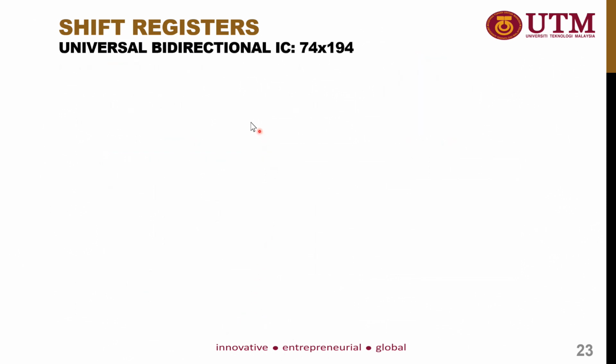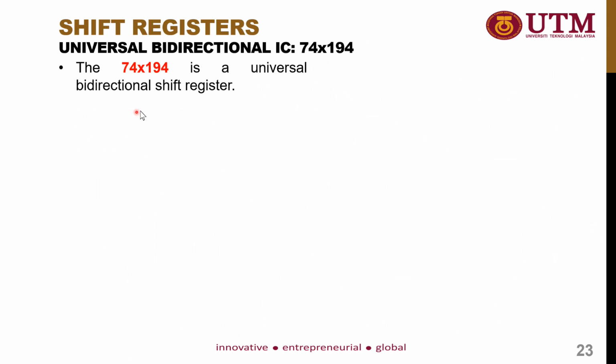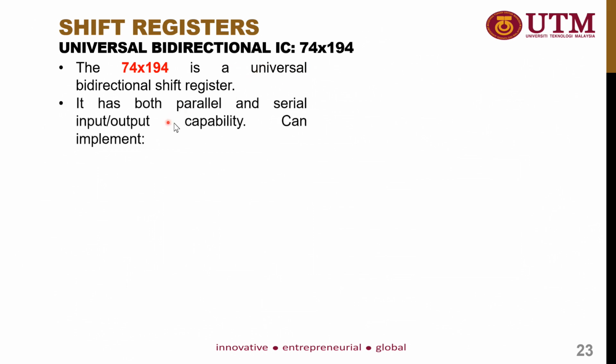Next we go through the universal bidirectional IC, which is the 74X194. What is actually the universal bidirectional IC, and how does it work? The 74X194 IC is a universal bidirectional shift register, as I've mentioned inside this title. It has both parallel and serial input-output capability.